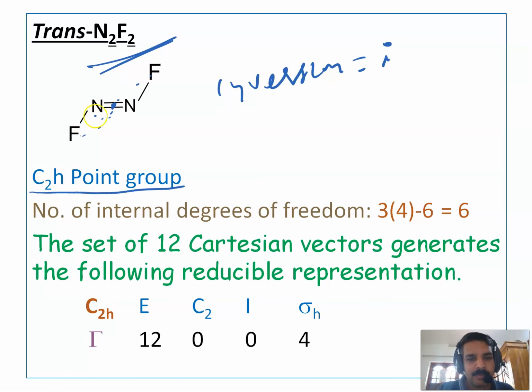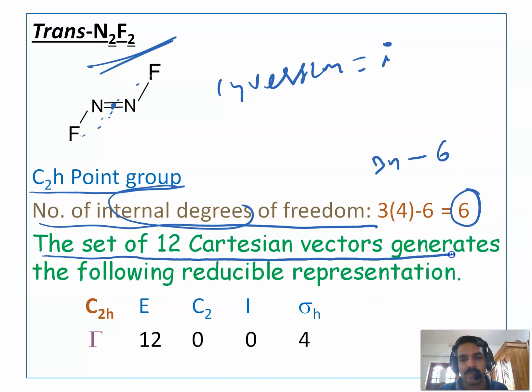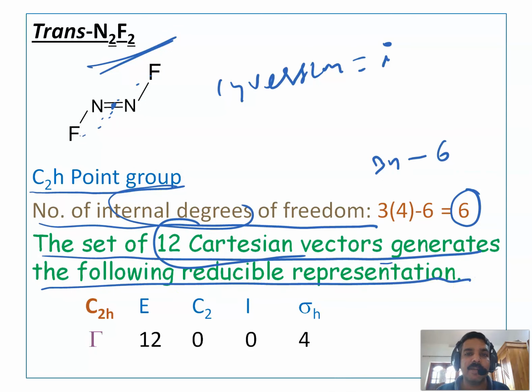There are 4 atoms, therefore the number of vibrational degrees of freedom, or internal degrees of freedom, will be 3n minus 6, that is 3 into 4, 12, minus 6, equal to 6. Now we fix 3 Cartesian coordinates on each of the four atoms. So there are 12 Cartesian vectors, and the following reducible total representation can be generated.